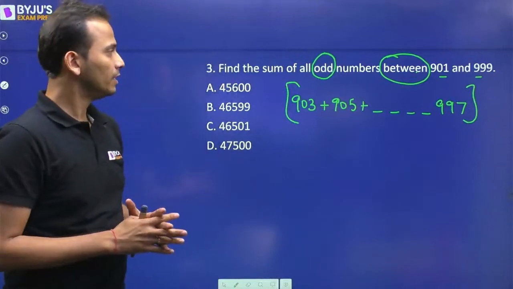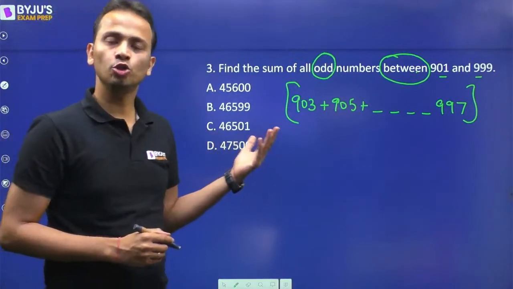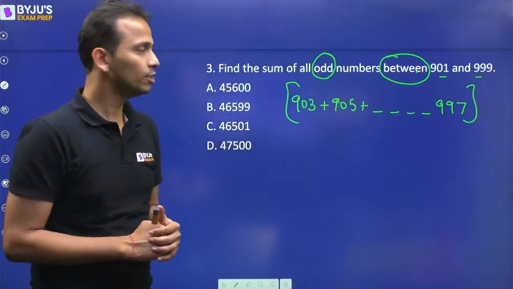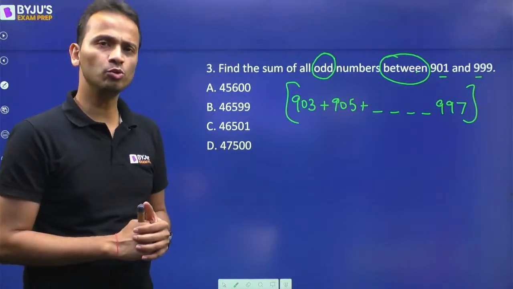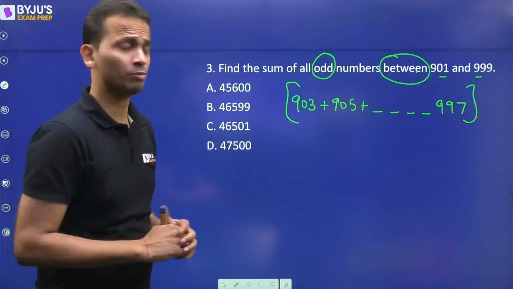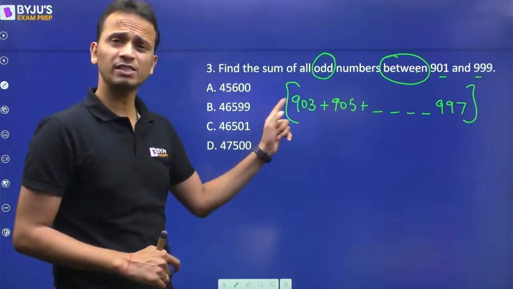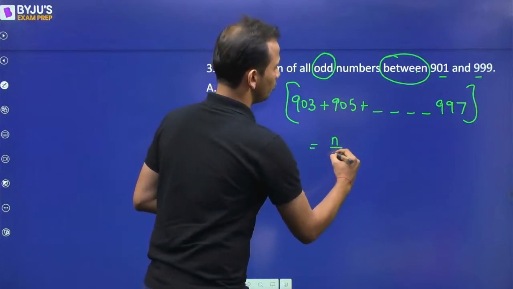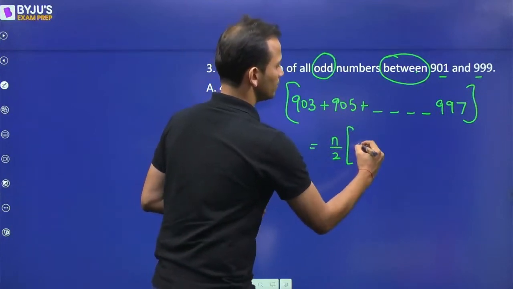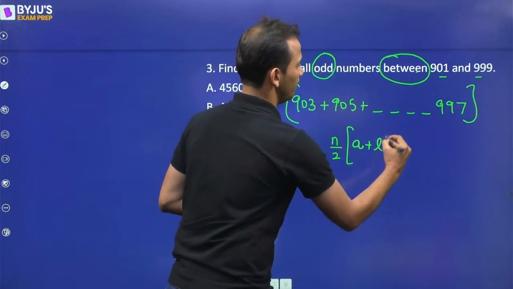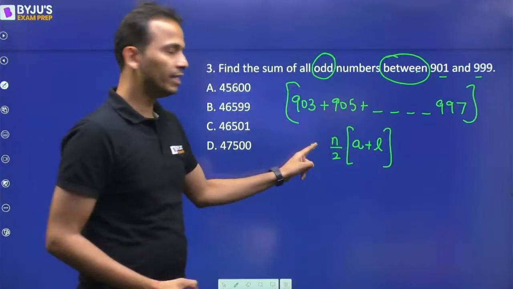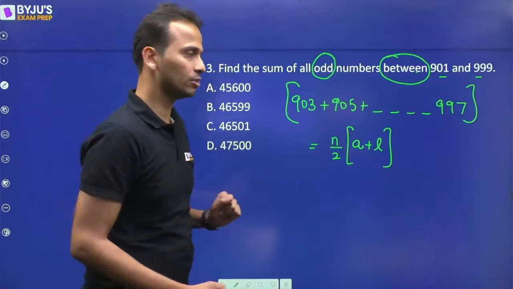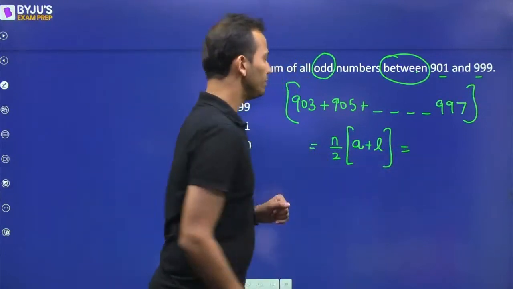Done. Now all these numbers are in arithmetic progression with a difference of 2. All right. So what I'll do is I'll use the sum of an arithmetic progression. Since I already know the first and the last term, I can use the formula n upon 2 bracket a plus l. Okay, where n is the number of terms, a is the first term and l is the last term. Now in this case, what will be the number of terms?